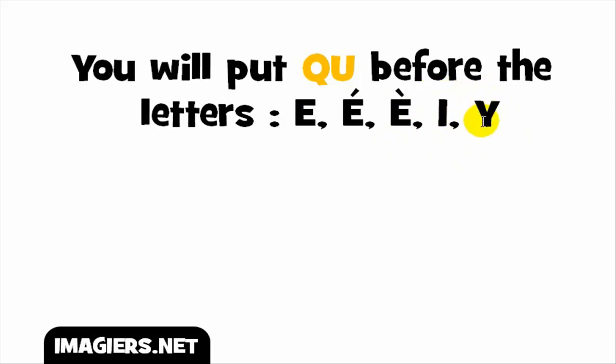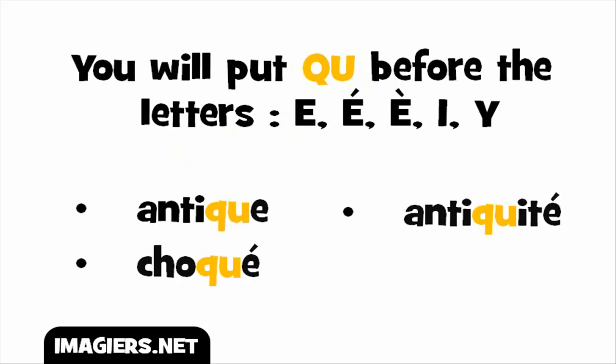Y, remember that you will pronounce it like I. Okay? So before these letters, you will have to put this Q, U, okay? So two letters just to get the sound K, K, okay? So we'll see now a few examples.